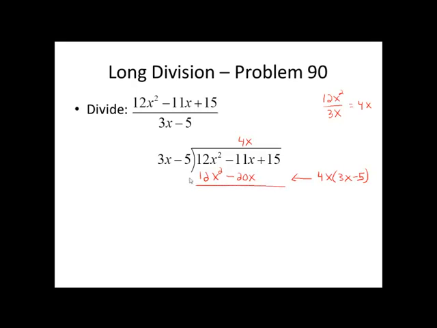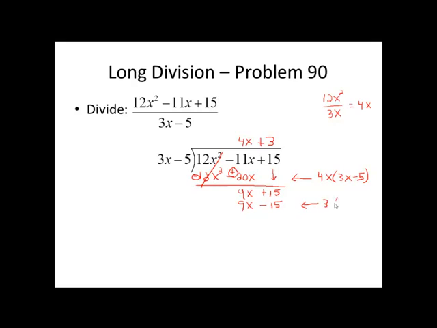Now we need to subtract, and the way we can do that is by changing the signs. Negative 12x squared, positive 20x, and combining the like terms. Negative 11 plus 20 is a positive 9x. Bring down the next term. Lather, rinse, repeat. We'll do the same thing again. What do I multiply by 3x to get 9x? A positive 3. 3 times 3x is 9x. 3 times negative 5 is negative 15.